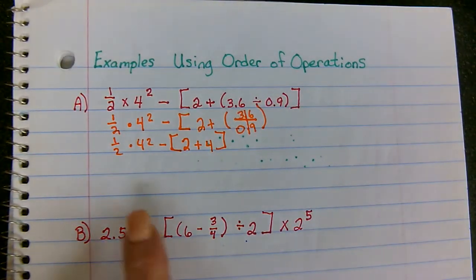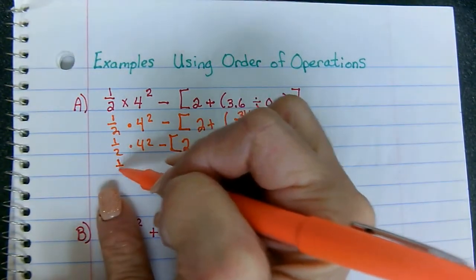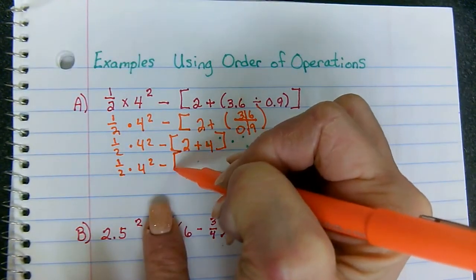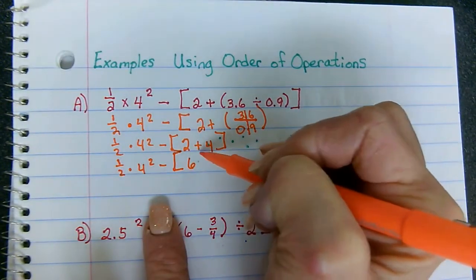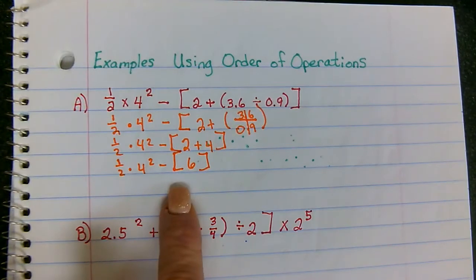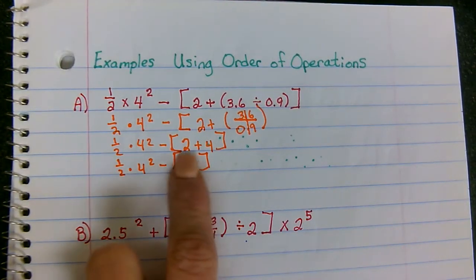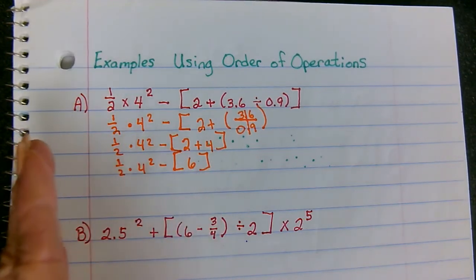Then let's go on down to the next part and rewrite the 1/2 times 4 squared minus, and then this is 2 plus 4, which is 6. All right, we're still going left to right. Now you see there's a minus symbol outside of this grouping symbol. There's no more work done inside here. So now we're just going to go left to right.